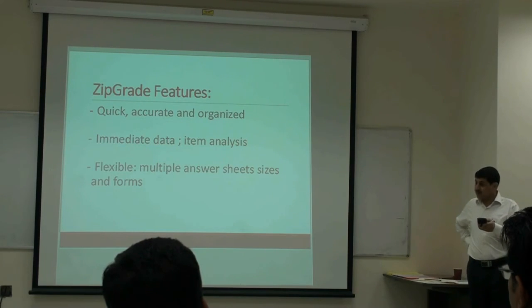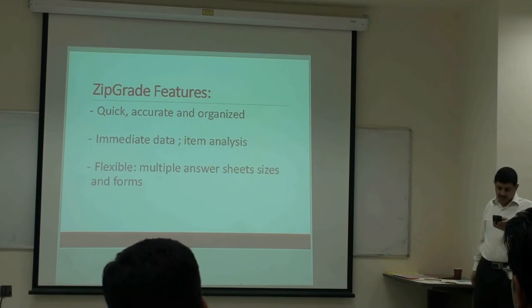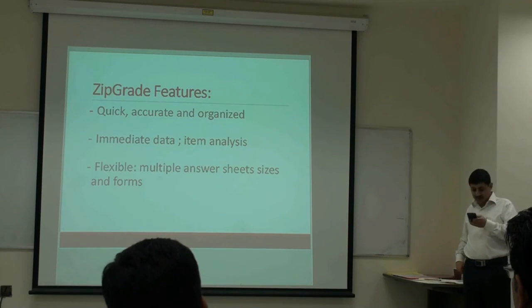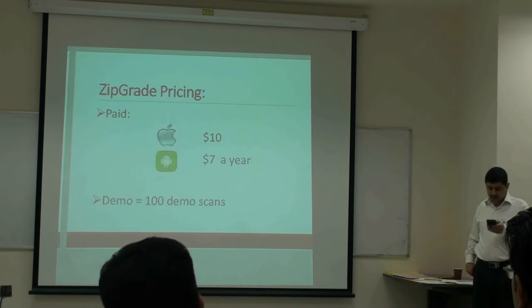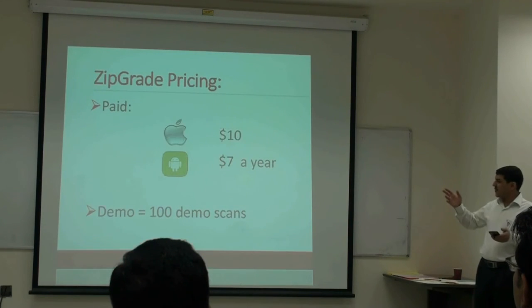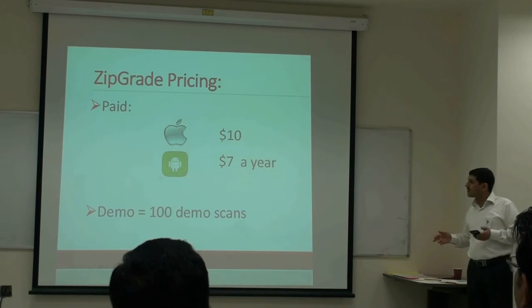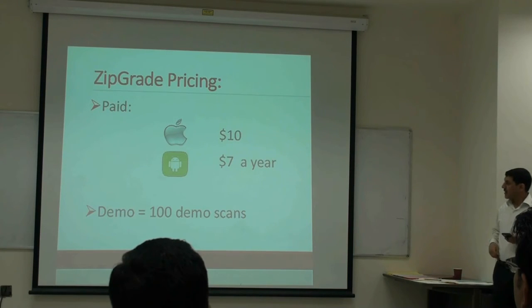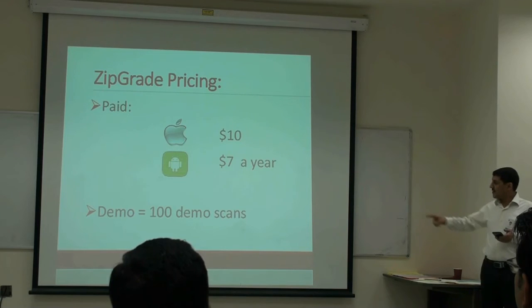Accurate, maybe up to 100%, and organized. We have data analysis and item analysis. It uses multiple answer sheets. For the pricing, the paid version is $10 on the App Store, $7 a year on Google Play, and the demo version, you have 100 demo scans for free.